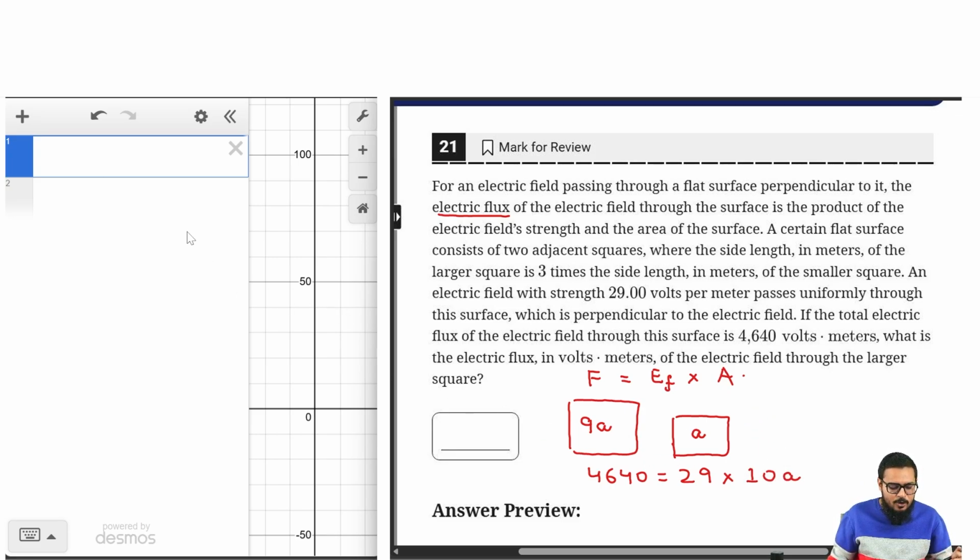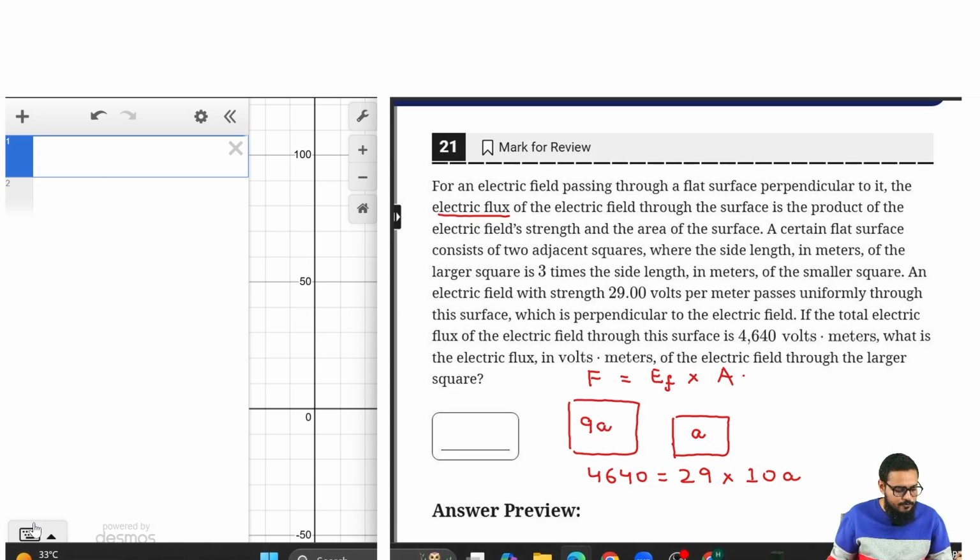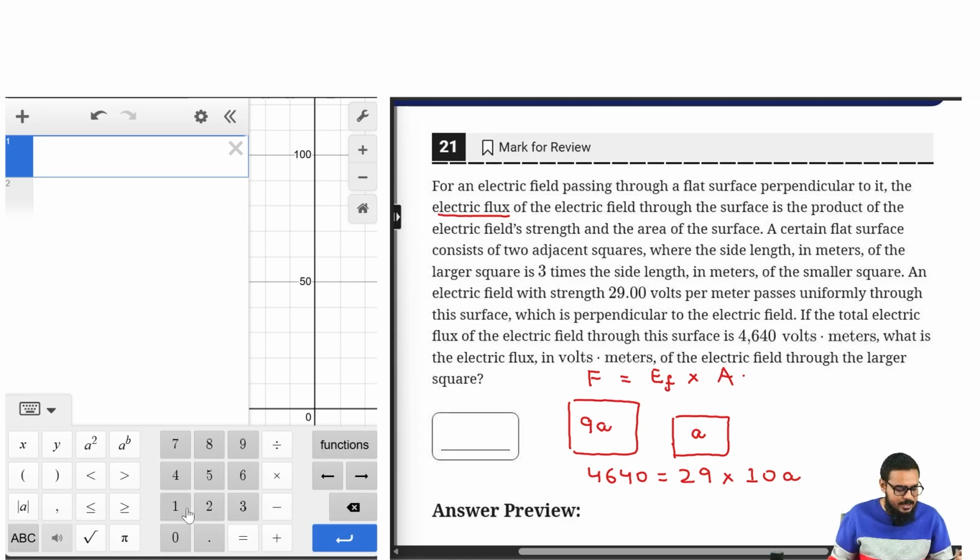Now I'm going to divide 4640 by 29. So let's see what that number is. 4640 divided by 290, sorry, 4640 divided by 290. Let's see what that comes out as. 290, and that comes out as 16.